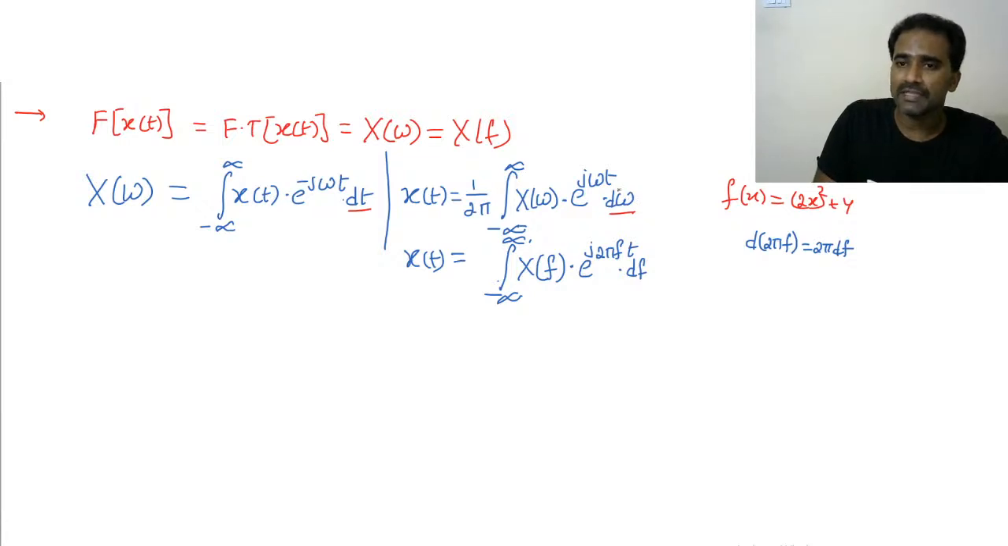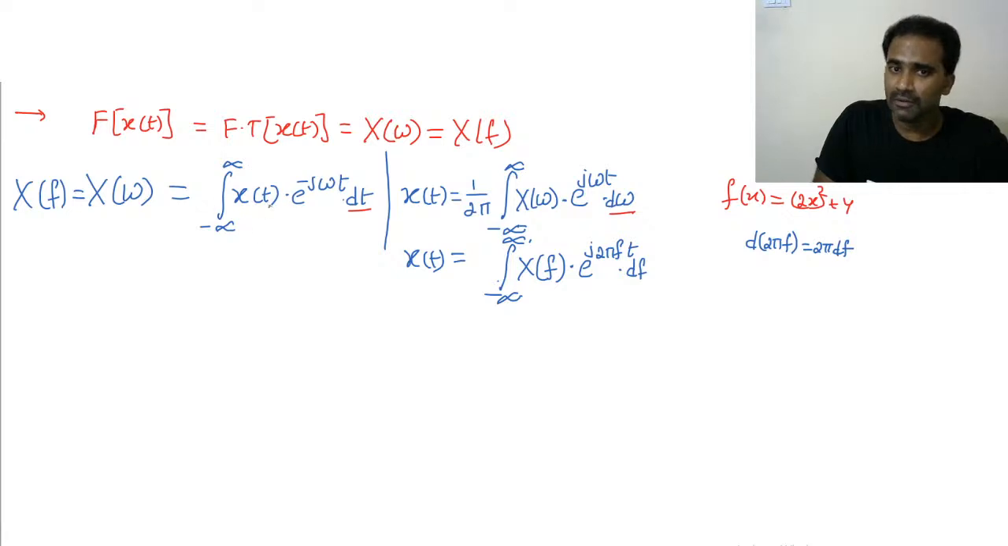One using omega as the variable, integration with respect to omega. Another formula is integration with respect to f. Both are not different formulas, they are the same formula, but we are changing the frequency variable here. F is also frequency, omega is also frequency. Whenever you talk about the Fourier transform, you can represent it in terms of omega or in terms of f. Whatever answer you got, if you replace omega with 2 pi f, you can represent it as x of f also.